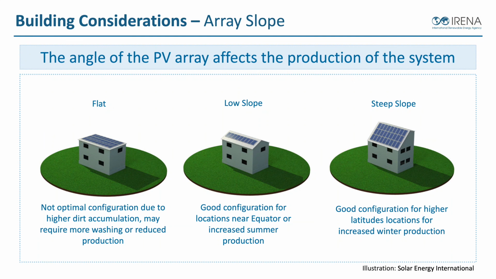The other thing that'll impact our system performance and is part of our design is the array slope, or the angle. So the angle of the PV array affects the production of the system. If we look at the system on the left, we have a flat array, which is, we're saying in this case, truly flat. A flat array is not an optimal configuration due to the higher dirt accumulation that may require more washing or reduced energy production. And so that is like, let's say we're at the equator. In theory, a flat array is the best way to point it straight up.